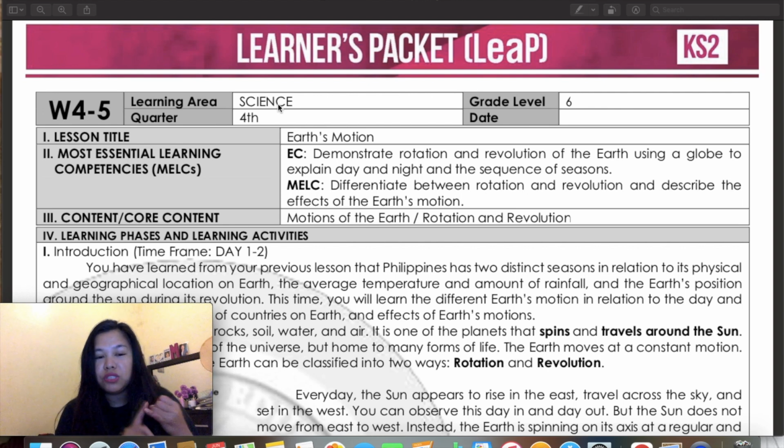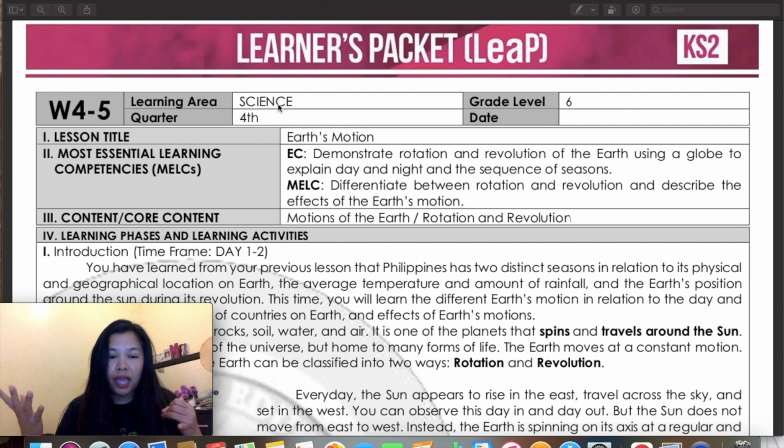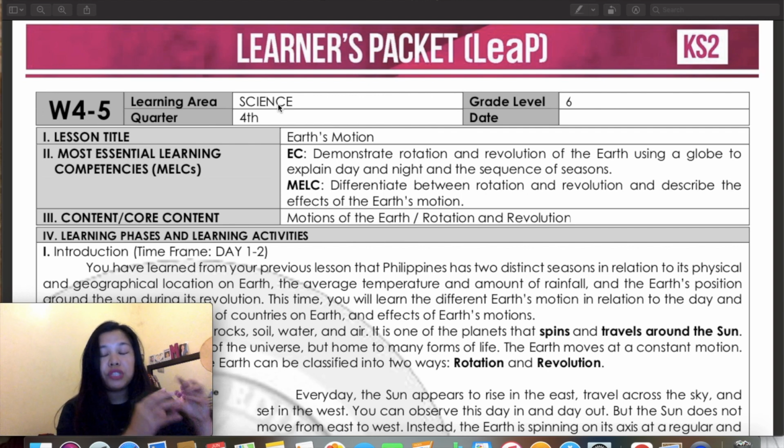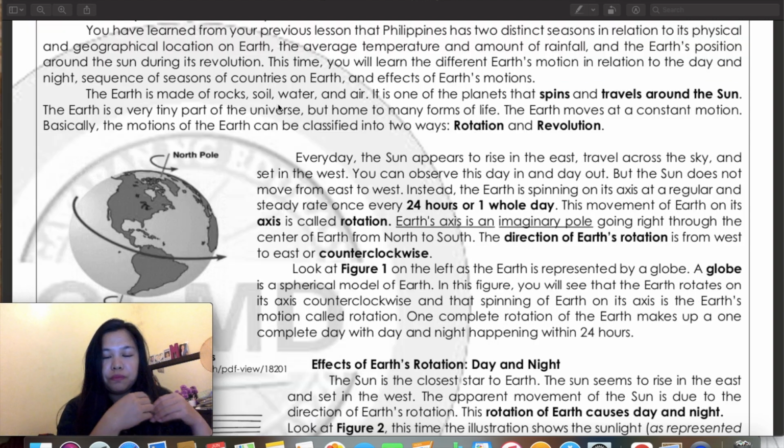When we say demonstrate, you need to explain, describe, elaborate, discuss, and everything. If we say differentiate, you have to compare and contrast the word rotation and revolution. So, meron na kayong hint nito kasi for our previous lesson ay meron na akong natalakay nito.